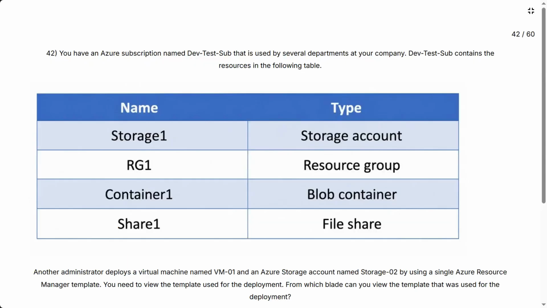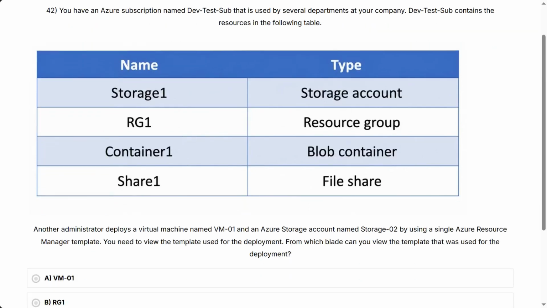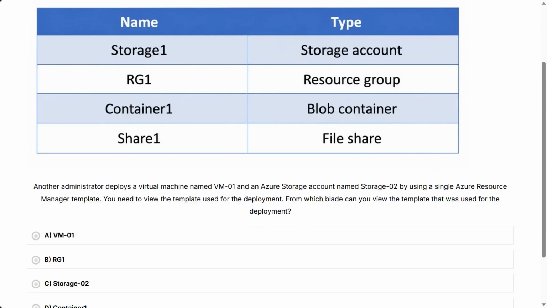Question 42. You have an Azure subscription named DevTest Sub that is used by several departments at your company. DevTest Sub contains the resources in the following table. Another administrator deploys a virtual machine named VM01 and an Azure storage account named Storage02 by using a single Azure Resource Manager template. You need to view the template used for the deployment. From which blade can you view the template that was used for the deployment?